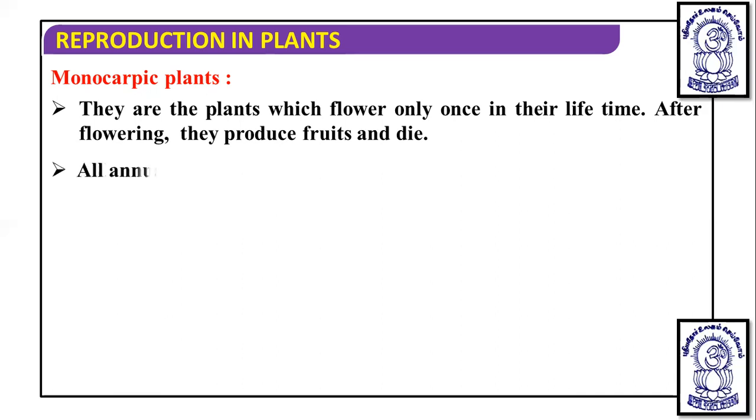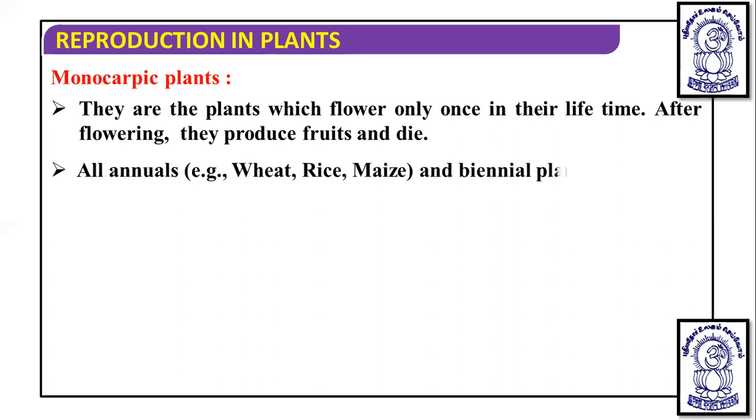Okay, now the question is, which are the monocarpic plants which flower only once? If we talk about annuals, all annuals are usually monocarpic, like wheat, rice, and maize, and some biennials are also there, like radish and carrot. And biennials are those which complete their lifespan within 2 years.